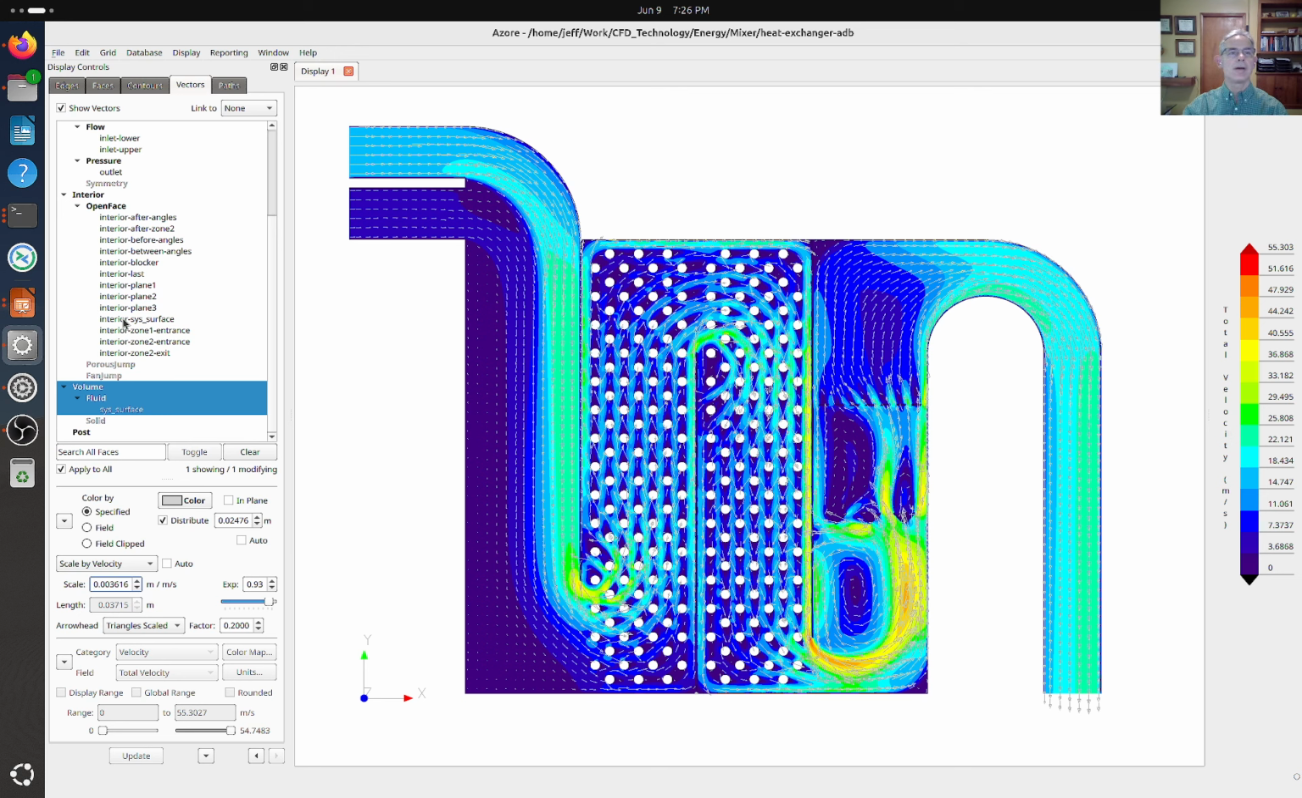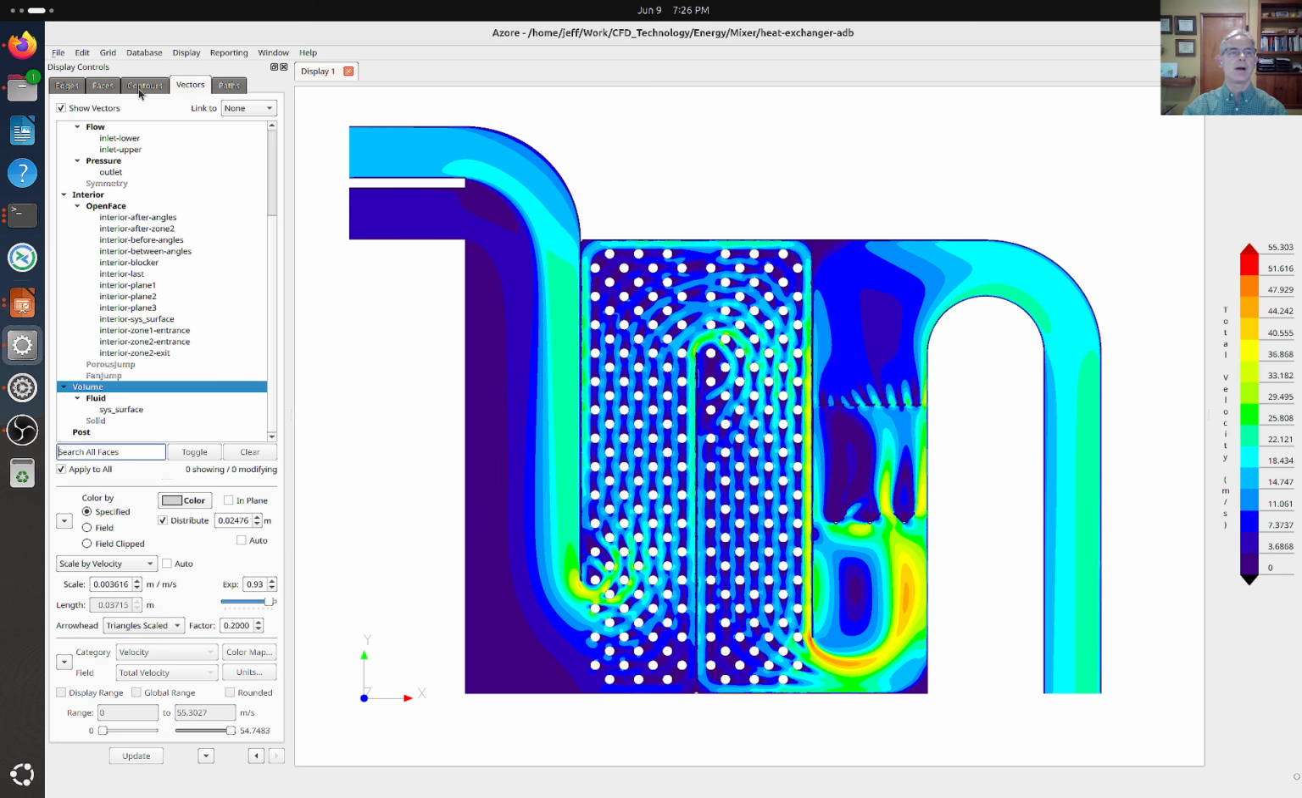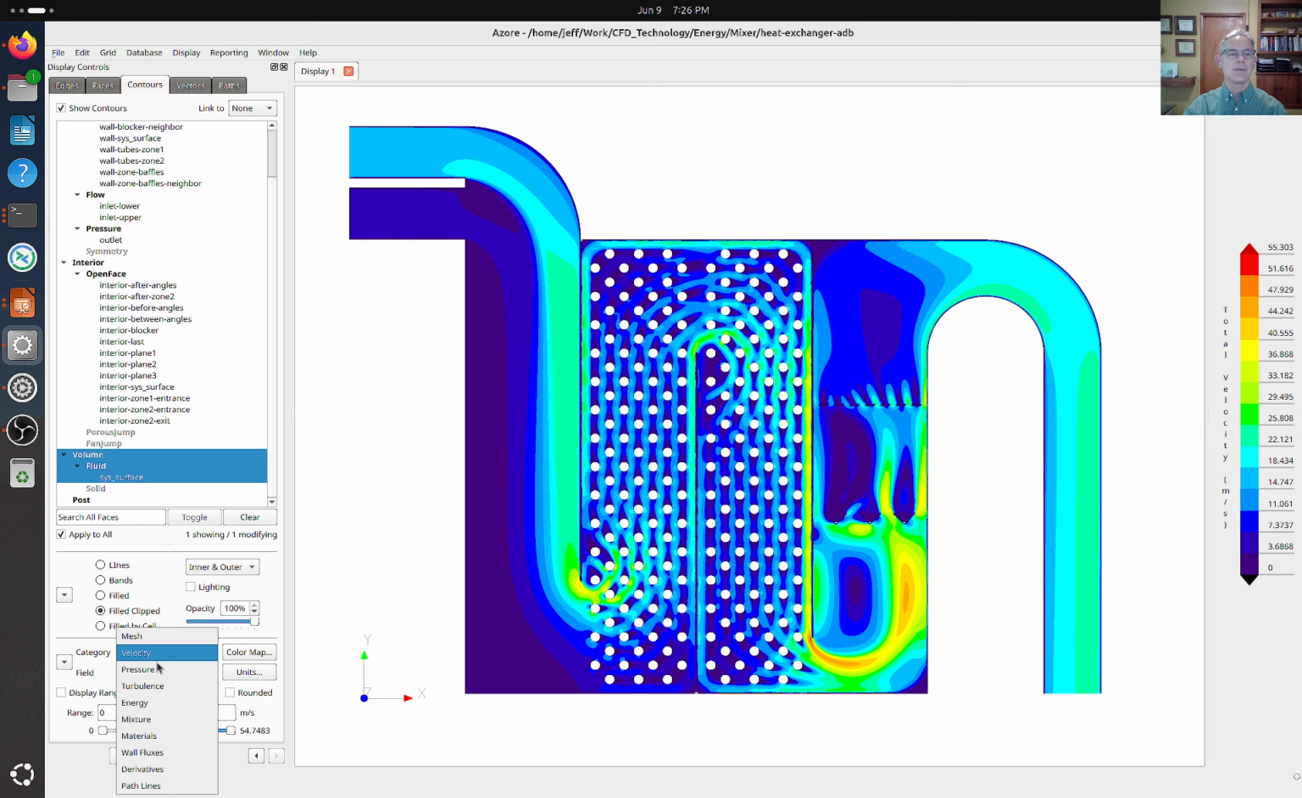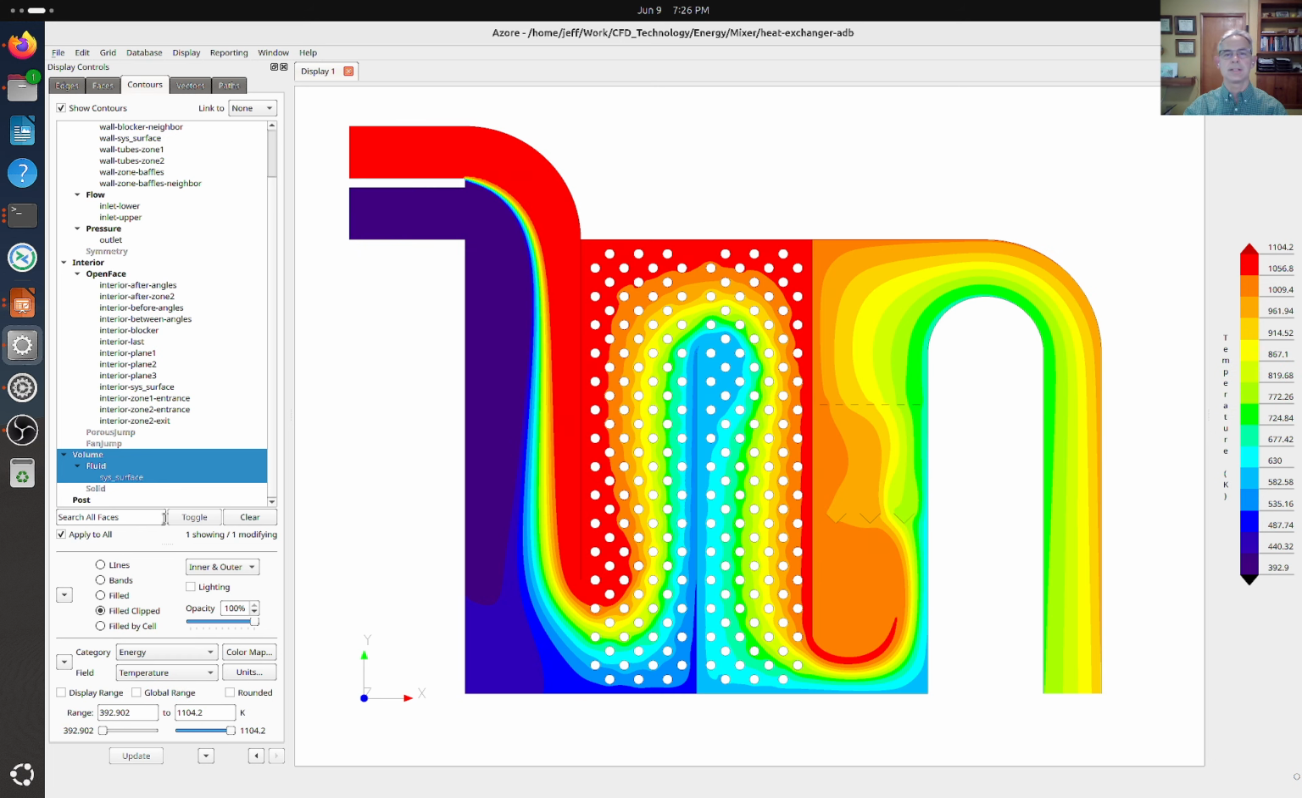But there are other things that we might want to look at as well using our contours. Say, for instance, we might be interested in the temperature distribution in here and how the mixing process moves and distributes the energy and the resulting temperature. Here you can see where it comes in hot and cold, and this is the line where the two are mixing, and then the mixing process proceeds until it's fairly uniform by the time it leaves this domain.